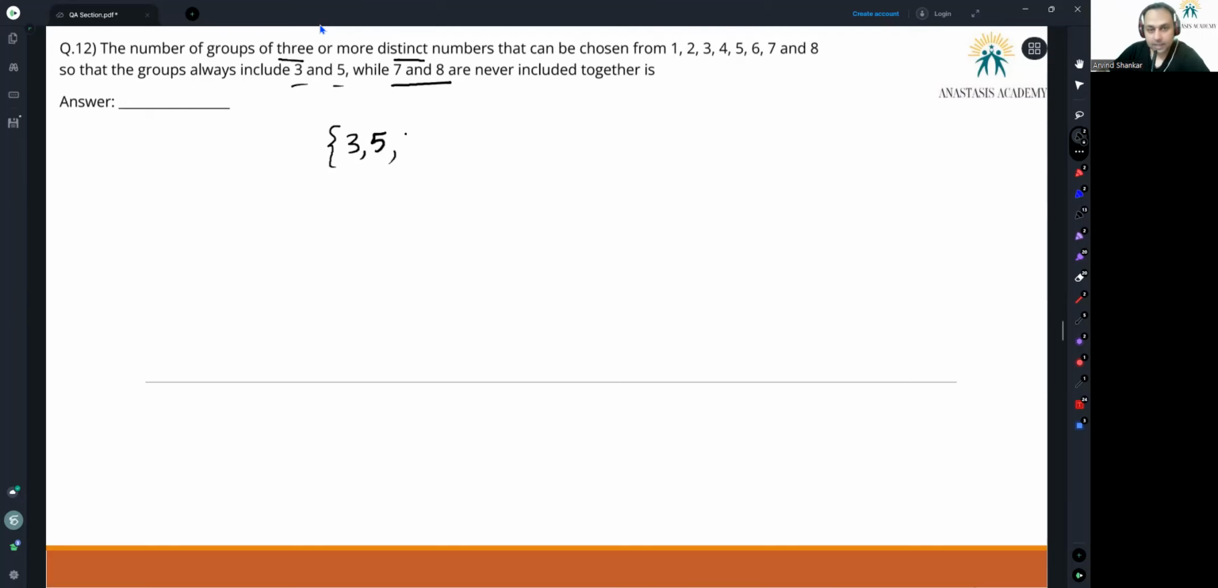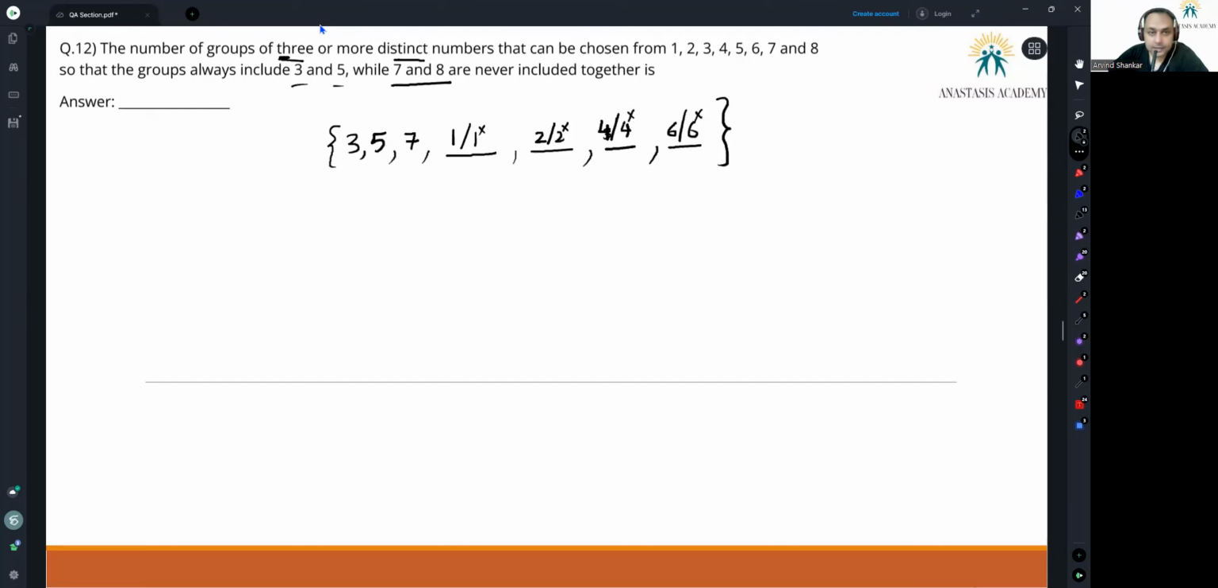So in the first case, I take 7. Now, possibilities are: 1 comes or 1 doesn't come. 2 comes or 2 doesn't come. 3 is not a question anymore. 4 comes or 4 doesn't come. 6 comes or 6 doesn't come. Groups can be formed like this.